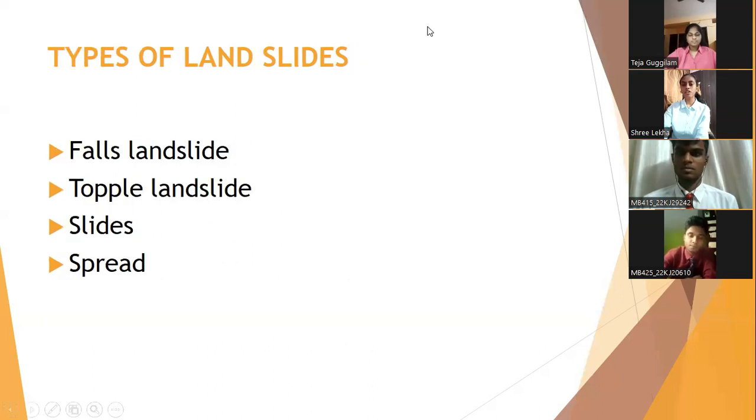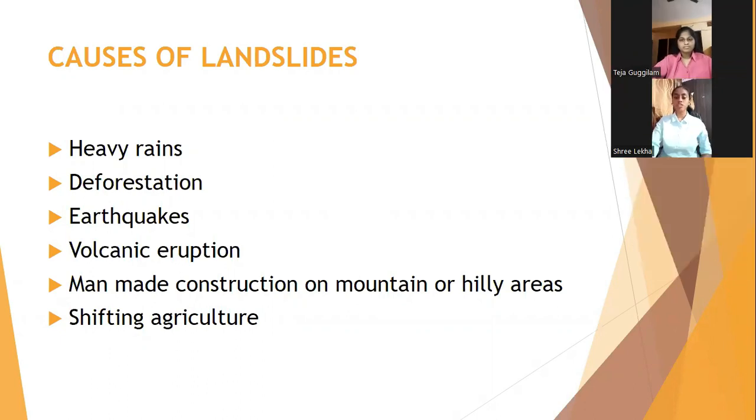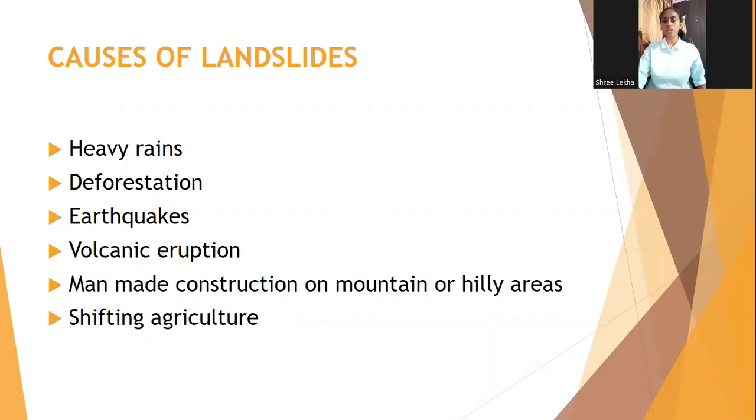Next, we have causes of landslides. So the main cause of landslides is heavy rains. When there are heavy rains, they loosen the soil. Just like this, even deforestation. Due to deforestation, when the trees are uprooted, they lose many layers of soil, and the soil loosens, therefore causing landslides. Next, we have earthquakes. Earthquakes not only cause landslides but also the corresponding volcanic eruptions. Because of the shaking of the earth, there is a loosening of soil and landslides occur.